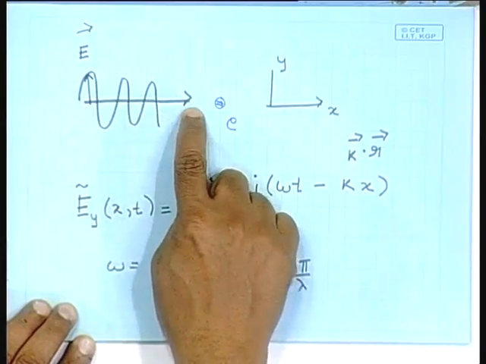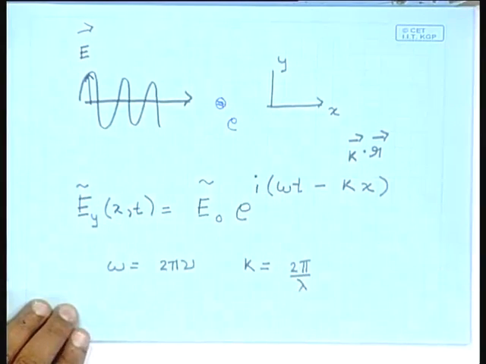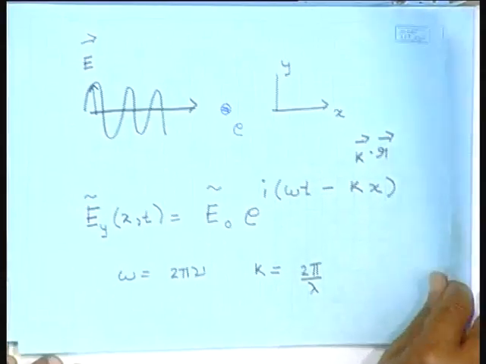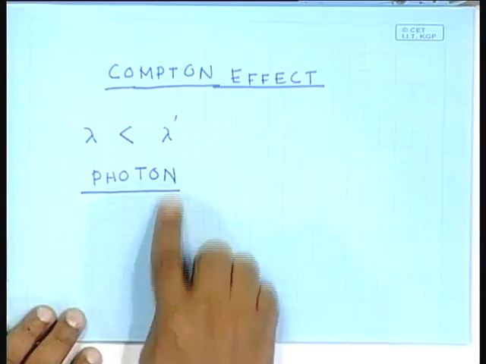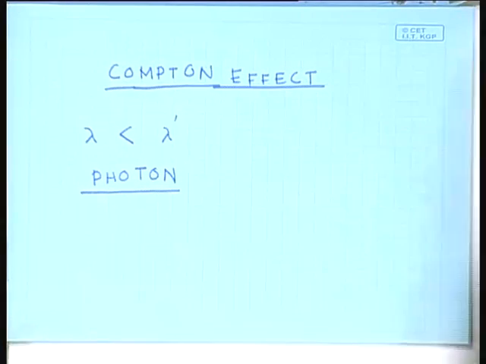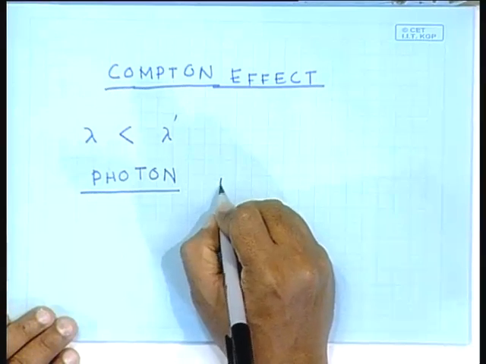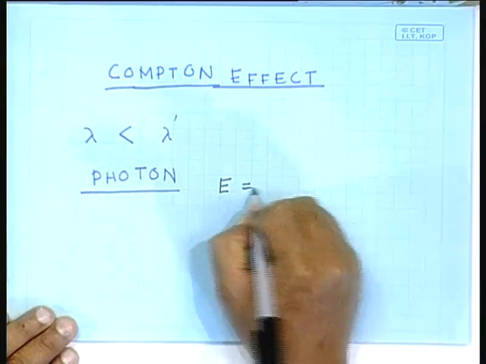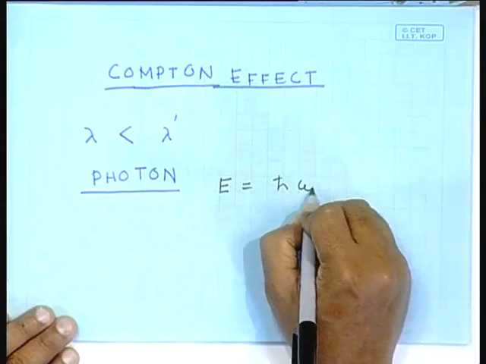He postulated that the energy in the electromagnetic radiation does not come uniformly, it comes in the form of packets, which he called photons, and each photon, each packet, has an energy h cross omega or h nu.